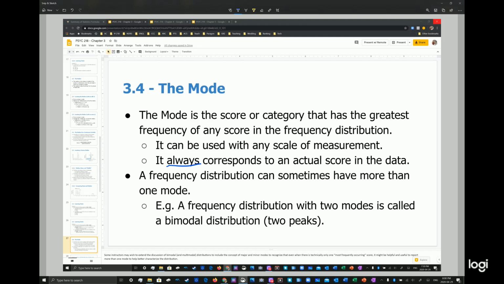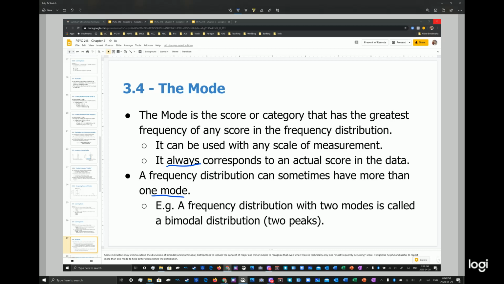Or if everybody scored, the pairs of people that scored the same score, there'll still be 2. Every score has 2 people on it. So they still have no mode. So that's kind of the only situation. But the mode always corresponds to an actual score when there is one.